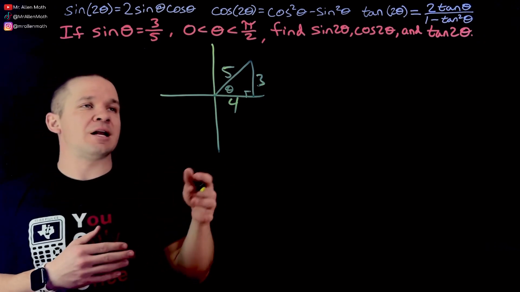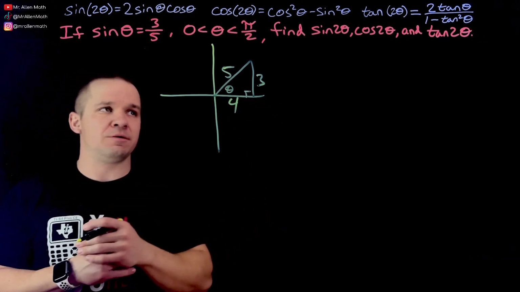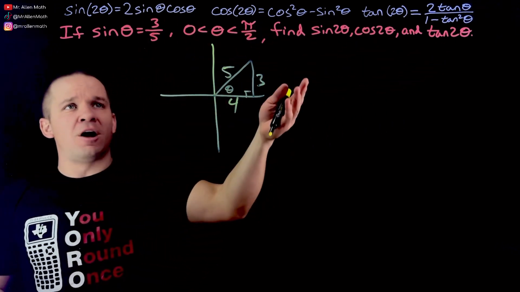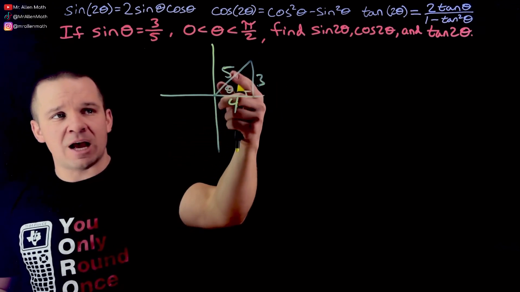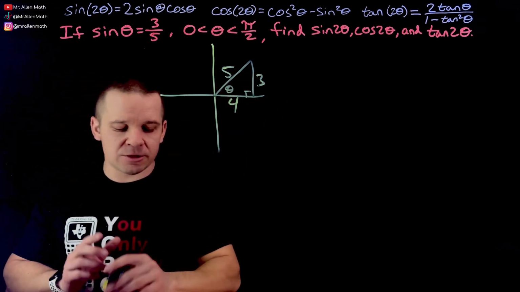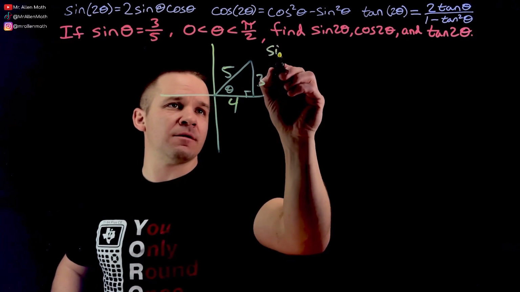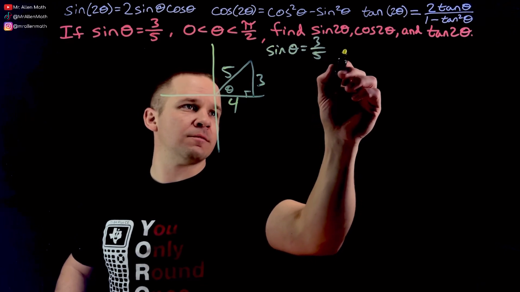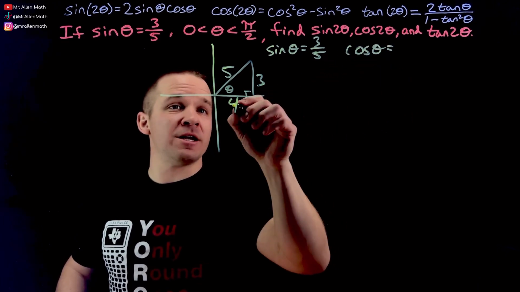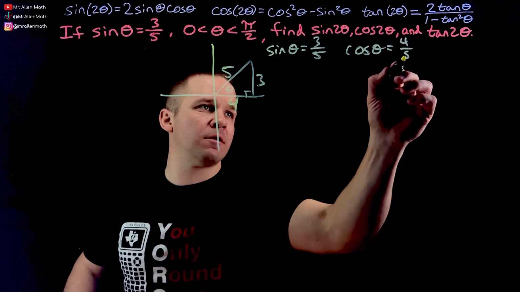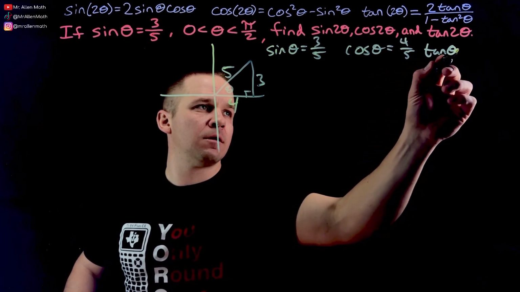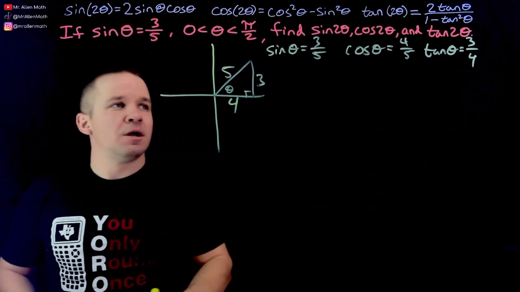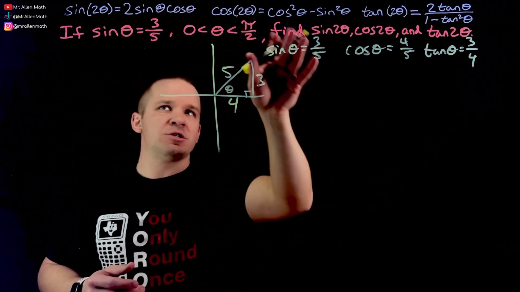So now I got to find sine of 2 theta, cosine of 2 theta, and tangent of 2 theta. Well, if you look at our formulas that I have written up here, it all involves evaluating at theta. So let's write out right now sine of theta, we already know is 3 over 5. Cosine of theta would be adjacent over hypotenuse, so 4 over 5. And tangent of theta would be opposite over adjacent, so 3 over 4. And now I can basically just plug and chug this stuff in, just plug it into the appropriate formula.